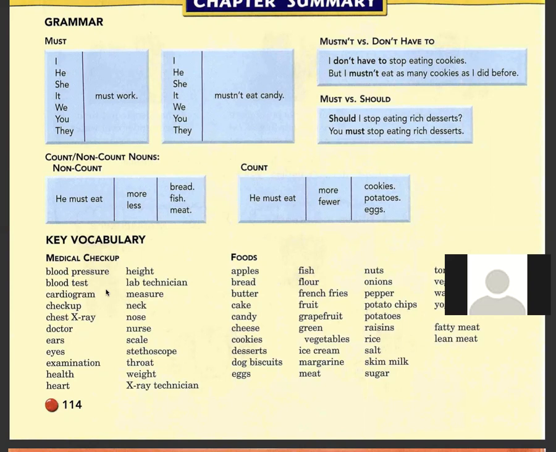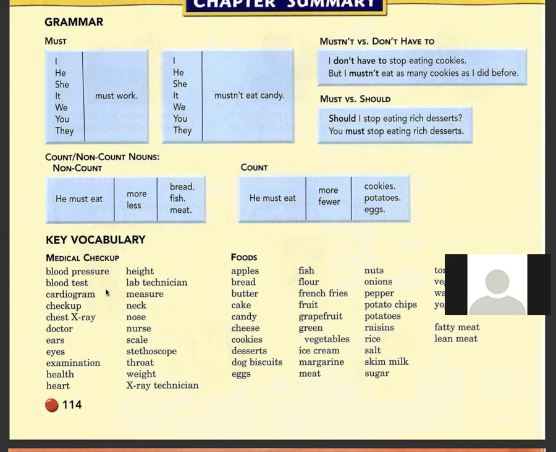I don't have to stop eating cookies, I don't have to start eating cookies, but I mustn't eat as many cookies as I did before. Should I stop eating rich desserts? You must stop eating rich desserts.